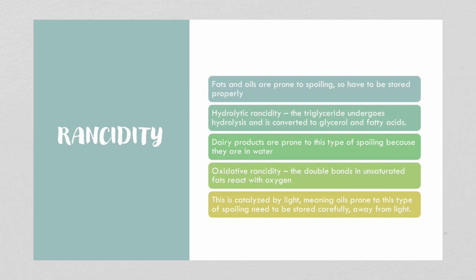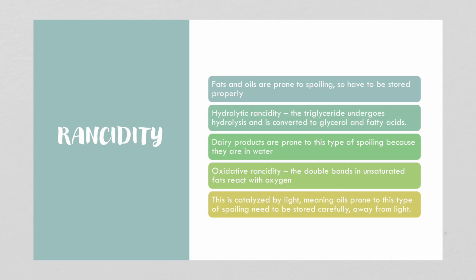Our last concept we're going to talk about is rancidity. So fats and oils can spoil, so we have to store them properly. One type is called hydrolytic rancidity. The triglyceride undergoes hydrolysis and gets converted to glycerol and fatty acids. Dairy products are prone to this type of spoiling because they're found in water. So that's hydrolytic rancidity.